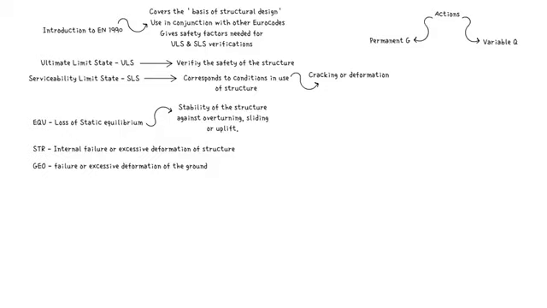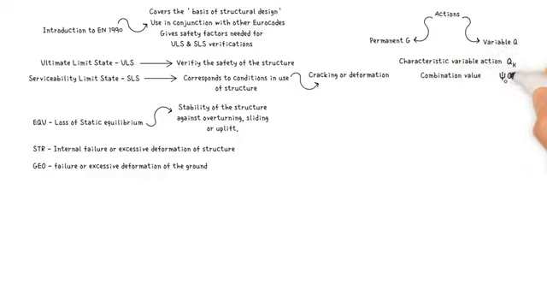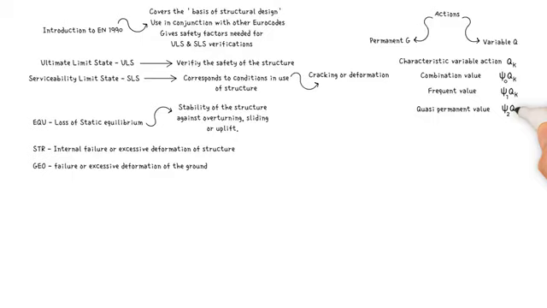A variable action can be leading or non-leading. A variable action has four representative values to be used for the appropriate design situations for the ultimate or serviceability limit state verifications. These are the characteristic variable action is represented by QK, combination value by psi0 QK, and the frequent value by psi1 QK, and quasi-permanent value by psi2 QK.